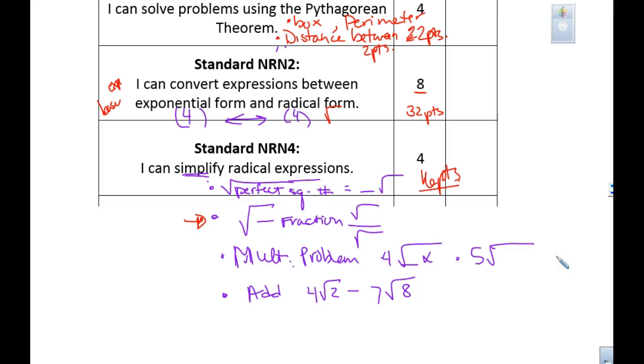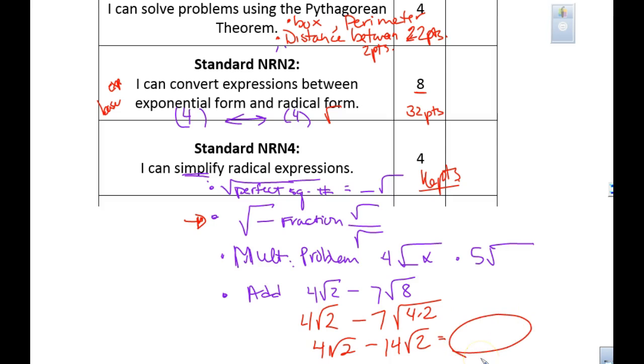The last ones are doing the addition or subtraction when you have radicals, and this one actually can be simplified because you have to factor the 7 times the square root of 8, and you go with 4 square root 2, and you'd have a problem something like 7 times 2, so minus 14 square root 2, and you can get that to be just one answer. So doing those types of questions.